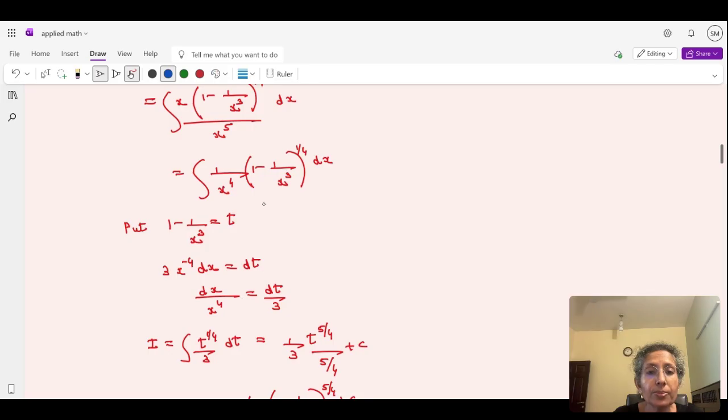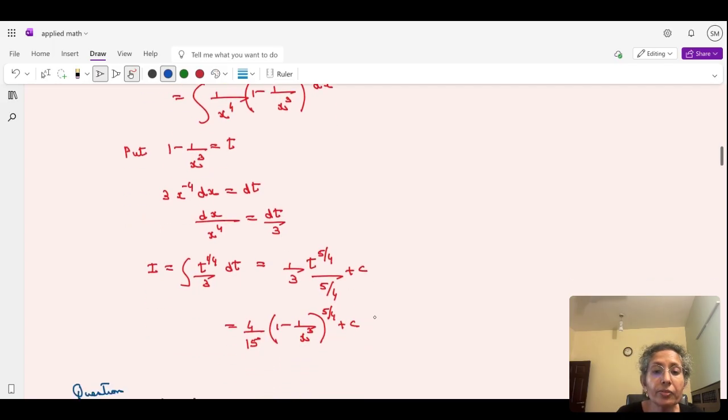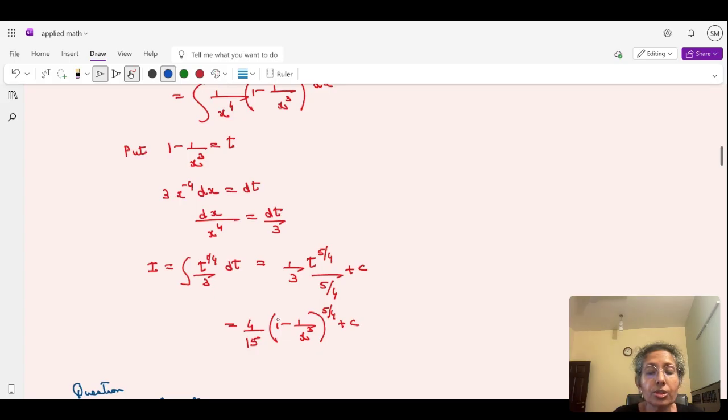What happens when you substitute here? You get integral dt by 3, and this becomes t raised to 1 by 4 dt. And what is integral t raised to 1 by 4? T raised to 5 by 4 by 5 by 4. So simplifying and substituting for t, you get the final answer as 4 by 15, 1 minus 1 by x cubed raised to 5 by 4 plus c.